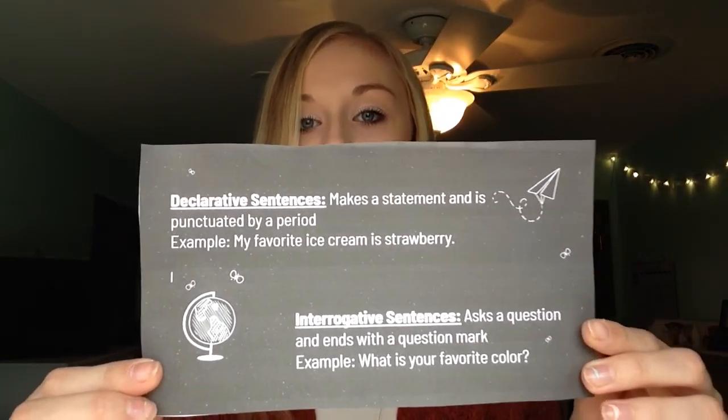So some mistakes that may be made during this lesson are students may form declarative sentences, which are the statement sentences, instead of using interrogative statements or question sentences. So to minimize this confusion, I will place this document on the Promethean board for the students to use as reference to help them distinguish between the two, to make sure they're actually forming question sentences and actually using the question mark instead of the period.